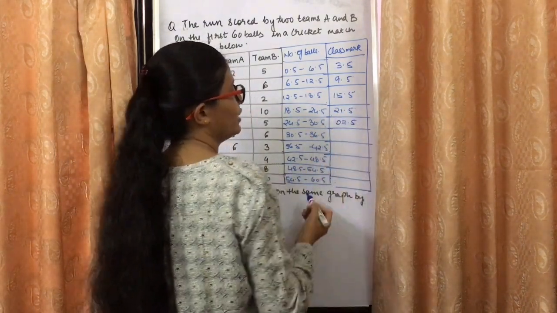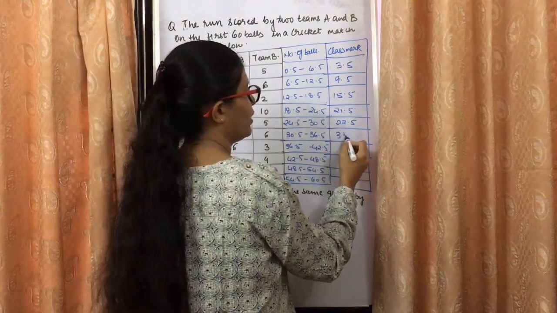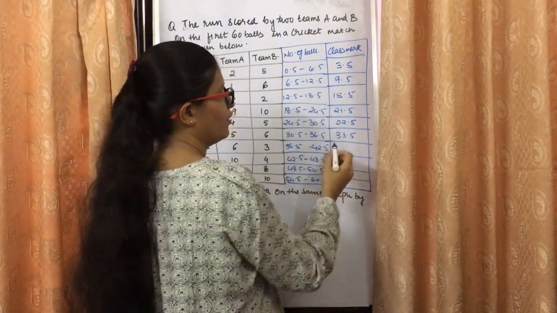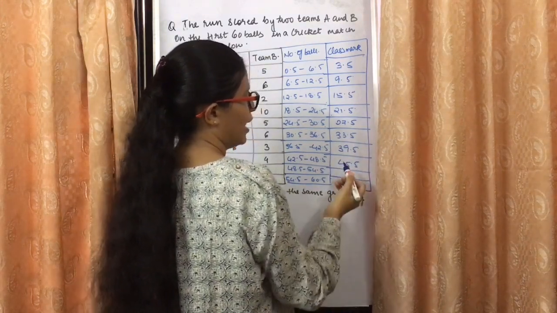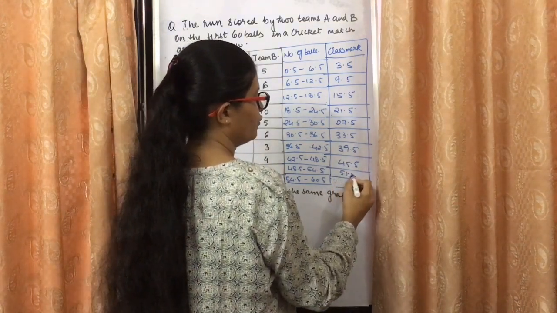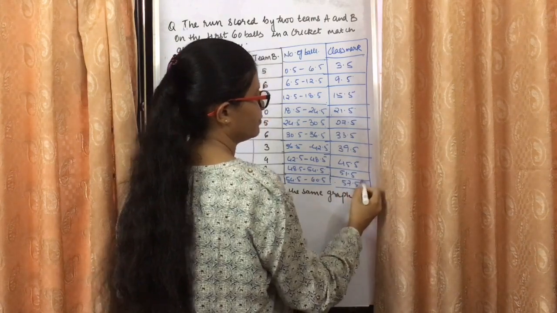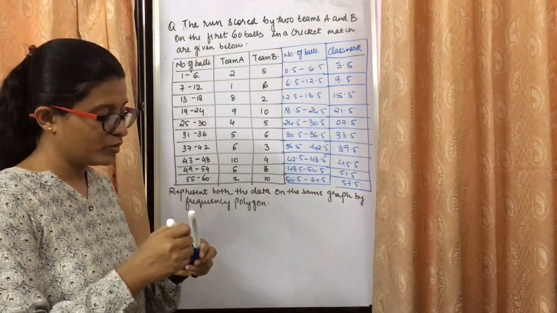27.5. 27 plus 6 will give you 33.5, 39.5, 45.5. And if you add 6, you will get 51.5, 57.5. I hope the class marks must be clear.